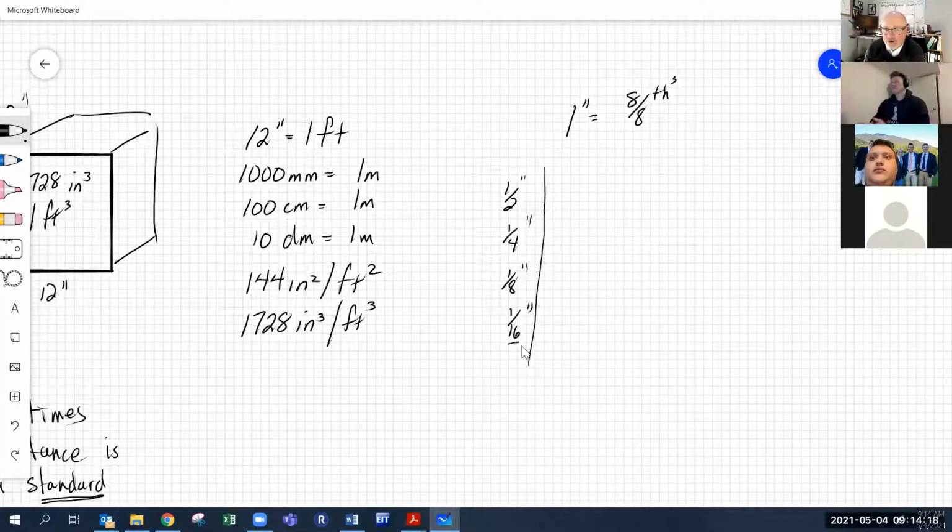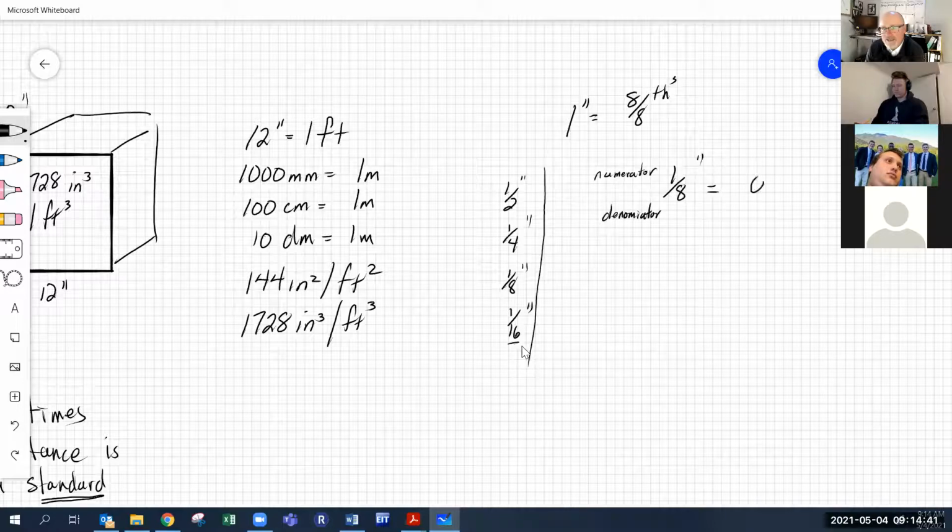For example, 1/8, if I'm talking about inches, as a decimal, we take 1 and divide it by 8, because this is the numerator and this is the denominator. Remember all that stuff? So 1/8 is equal to 0.125 inches. Yes, we know how to do that. Okay, excellent.